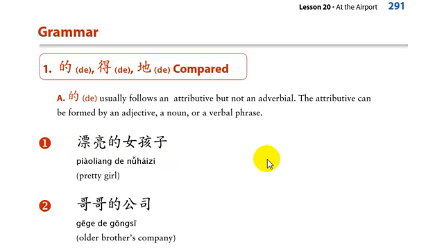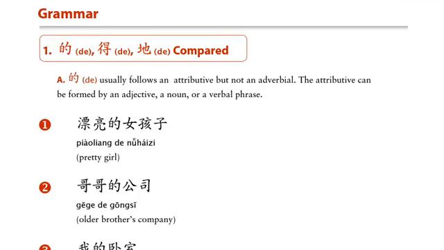Okay, before we go through, some of these are not going to make sense. It's going to seem like two of the de's are being used to basically say the same thing. And in some cases it's hard to distinguish, but let's do our best. And you'll see what I mean. So, the de basically follows an attributive. So it comes after an attributive, meaning an adjective, but never an adverb. Okay? And the attributive can be formed by an adjective, a noun, or a verbal phrase.